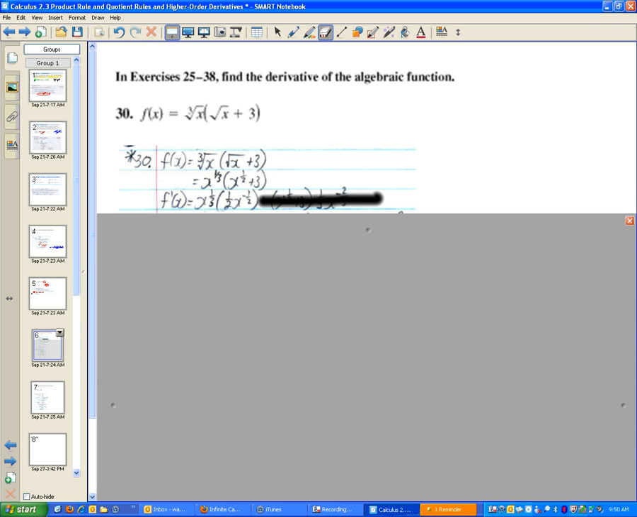Okay. So that's the first half of the product rule. The first function times the derivative of the second function. Plus the second function, x to the 1/2 plus 3, times the derivative of the first function. What's the derivative of x to the 1/3? 1/3 x to the negative 2/3. 1/3 minus 1 is negative 2/3. All right, so we've done our calculus.